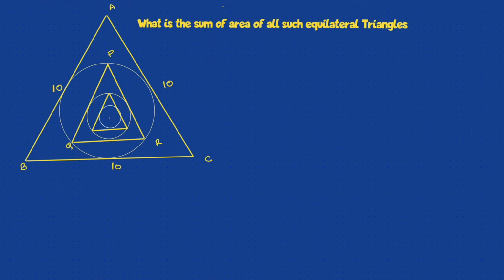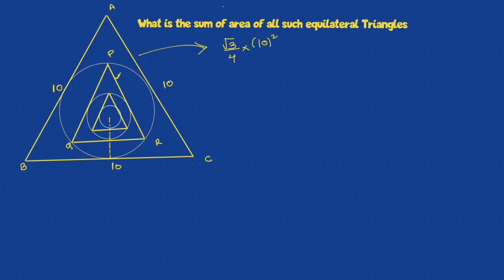Now let's apply everything that we have learned in this equilateral triangle. So one equilateral triangle is given. The three sides of the equilateral triangle are 10, 10, 10. And I'm being asked what is the sum of the areas of all such equilateral triangles. Inside that there is an incircle, then there is a triangle, then there is an incircle to that, then there is a triangle, and so on.